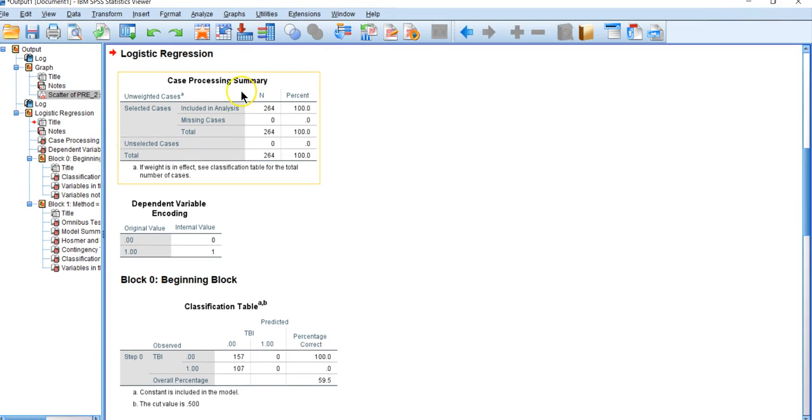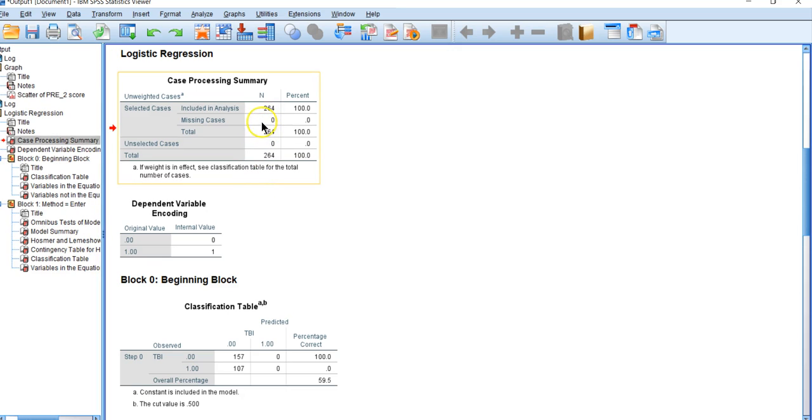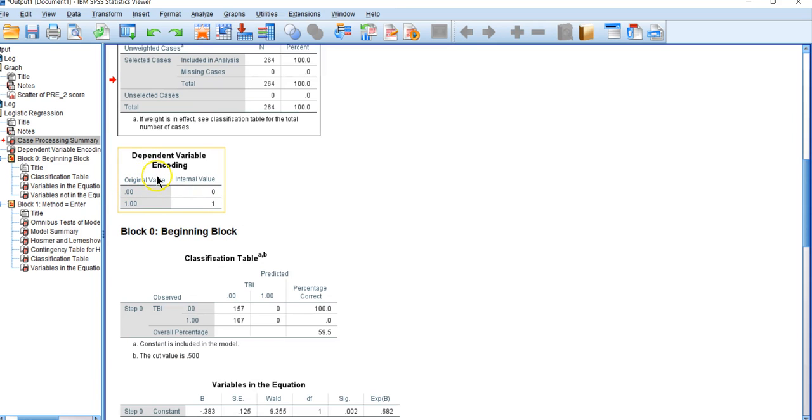It says there were 264 cases. There were no missing, so we had scores on everybody, and we had whether or not they were TBI on everybody. That's pretty good. It's always a good idea to make sure that SPSS is coding like you think it is. This will come up sometimes where the original value is 0 and it gives a 1. For example, if we had 1 and 2, it would give the non-TBI person a 1 and the TBI person a 2. And that would be confusing.